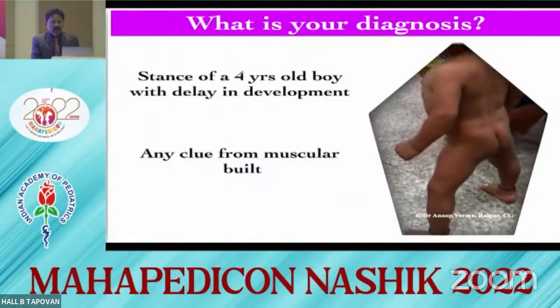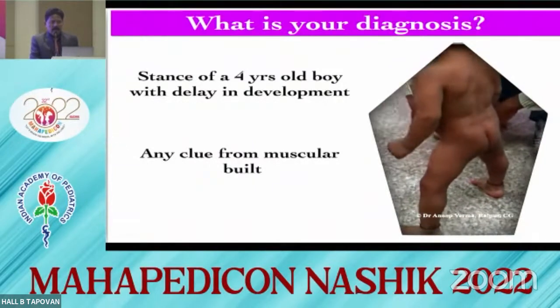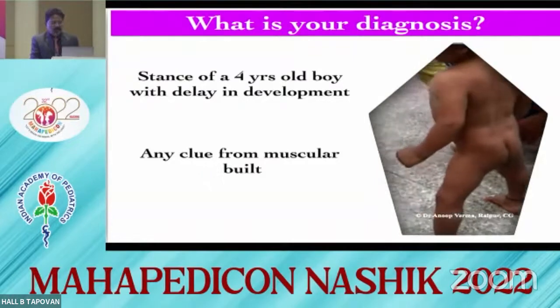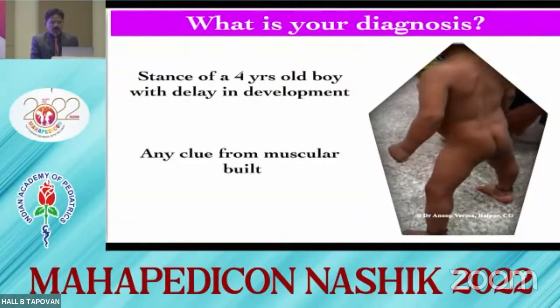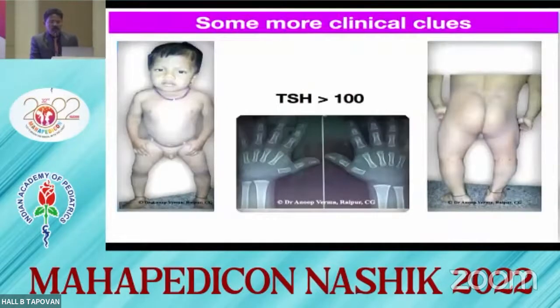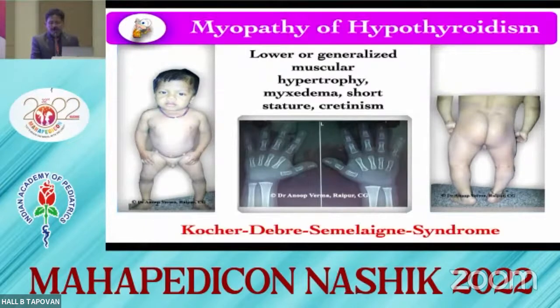Another patient who is 4 years old but appears to be a bodybuilder. See the stance and the way he is standing. Any clue for the muscular build and delayed motor milestones? See, the TSH was quite high and there is no epiphysis, so it is a classical hypothyroid myopathy, or myopathy of hypothyroidism, or Kocher-Debre-Semelaigne syndrome.